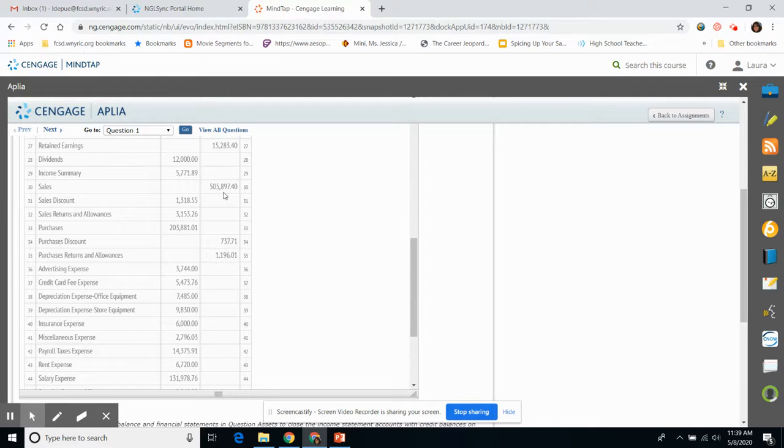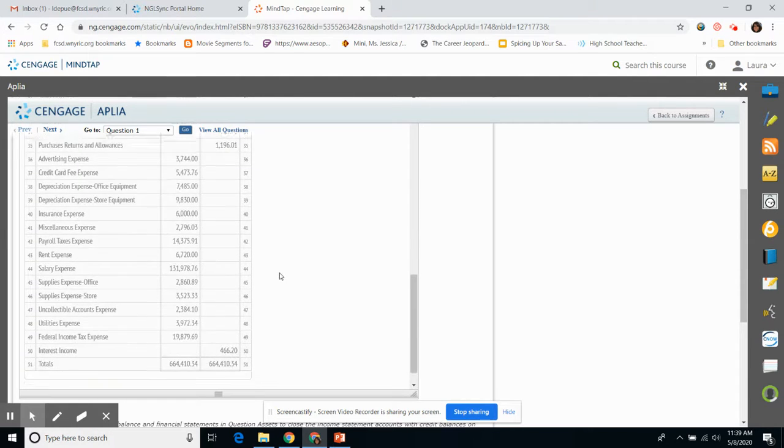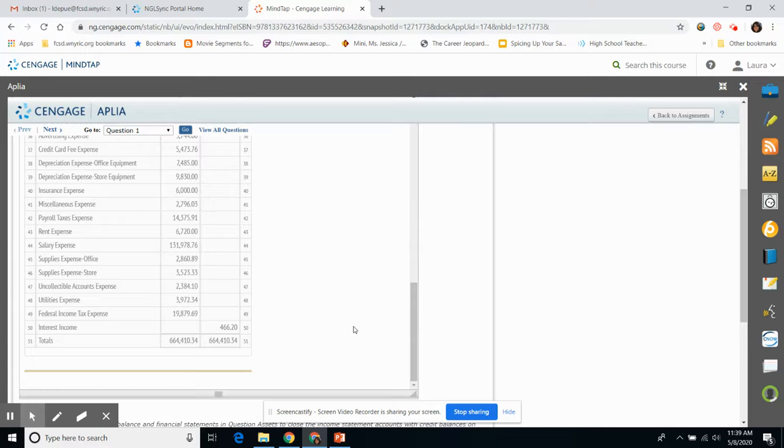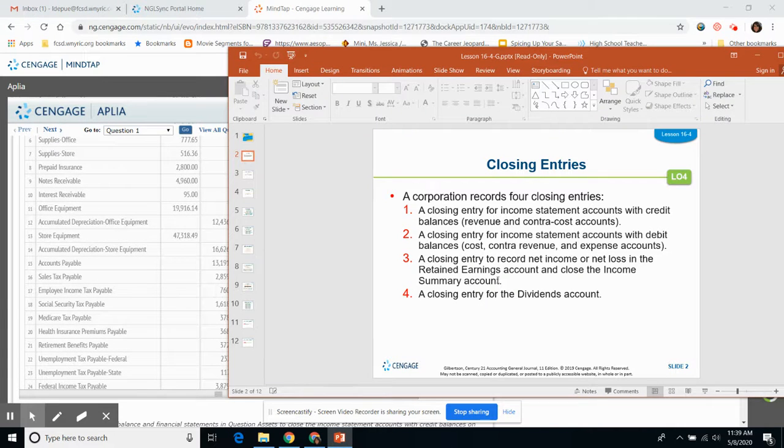So sales is a credit balance that we have to close out. And remember, closing out means to bring it to zero. Purchase discount, purchase returns and allowances, and interest income. So that will be our first closing entry.